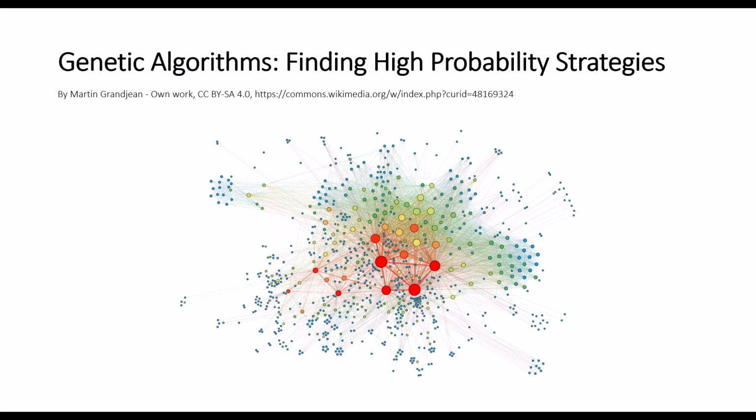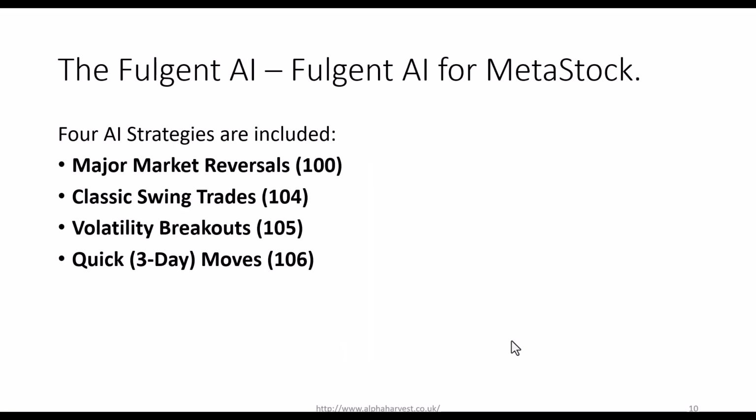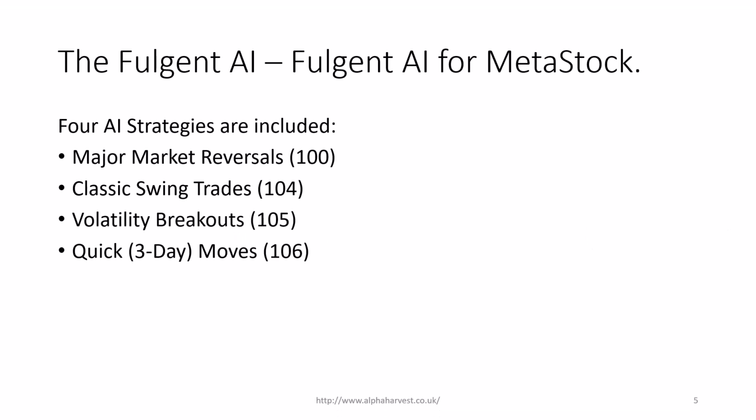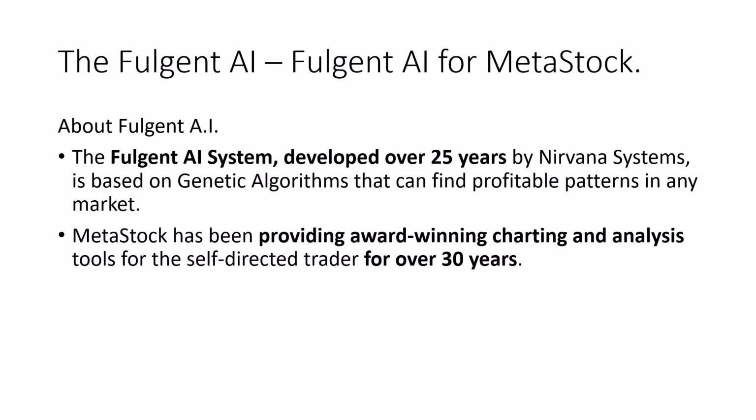So that brings us back to these 4 artificial intelligence engine trading strategies: major market reversals, classic swing trades, volatility breakouts, and quick 3-day moves. Now, just a quick background. The Fulgent AI was developed by the Nirvana Systems company over 25 years, and Metastock has been providing award-winning charting analysis software for the self-directed trader for over 30 years. So we've got a very good, reputable artificial intelligence engine and stock market platform that we use.